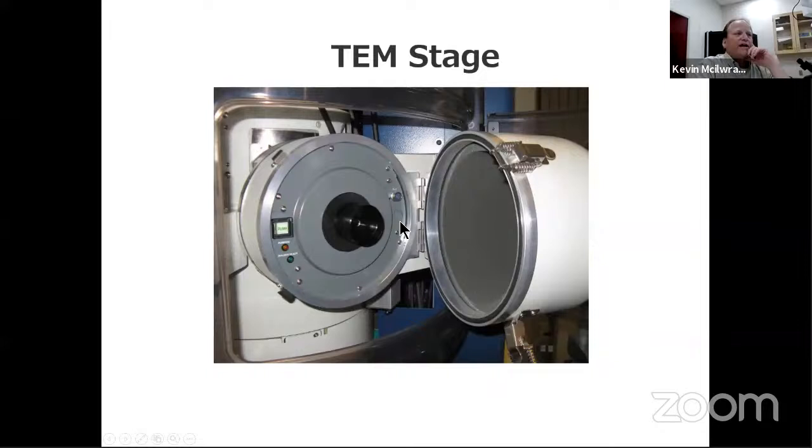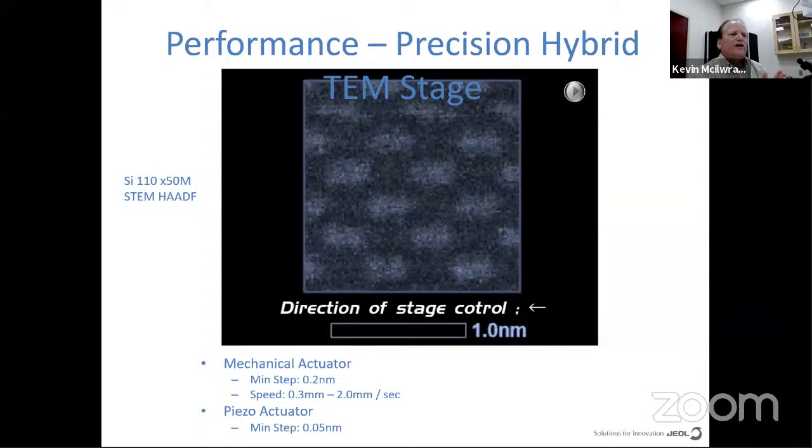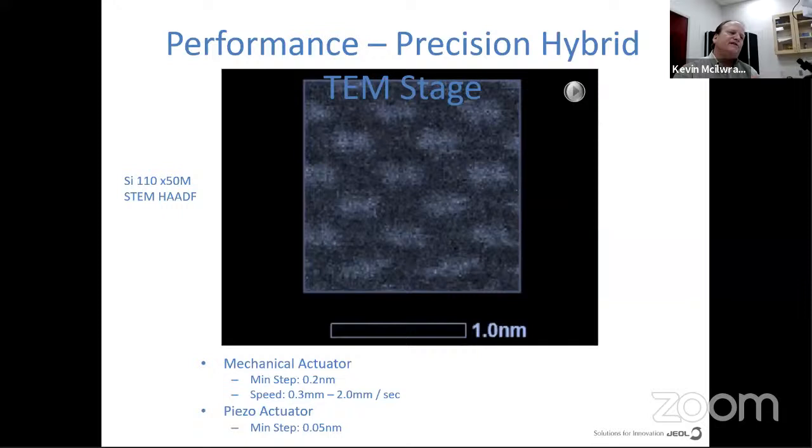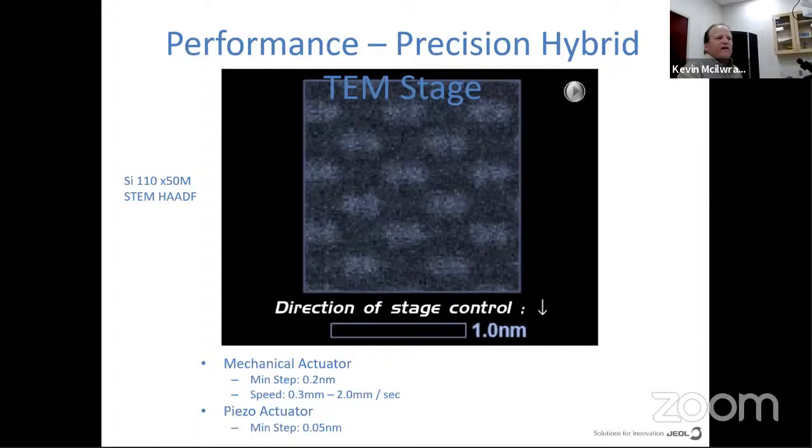Now the TEM stage, another critical thing. We see the cover here on the stage pumping down. For the high-end microscopes, you're doing such fine atomic resolution navigation that we have to really look at things. So we have a mechanical stage that moves in about 0.2 nanometer steps, but we have a piezo actuator, which will then move in sub-angstrom steps. And you can see the fine movement of this stage just moving around and having very precise control.